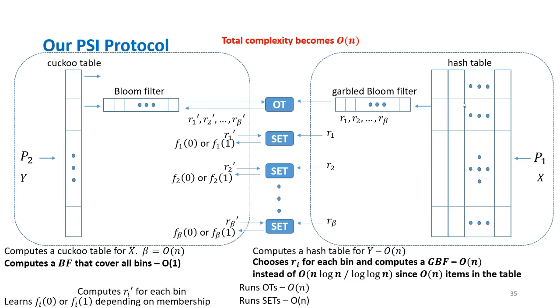The set protocols are applied in a similar way to the output of the batch OPPRF. Through having Bloom filters with linear sizes and running the set protocol O(n) times, we achieve the linear communication and computation complexity.